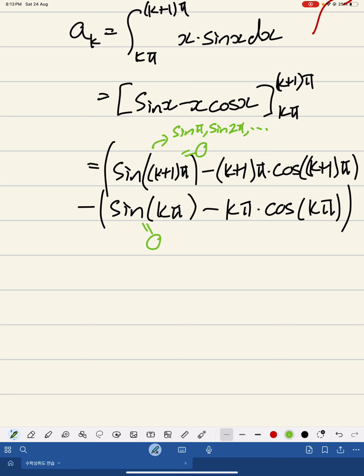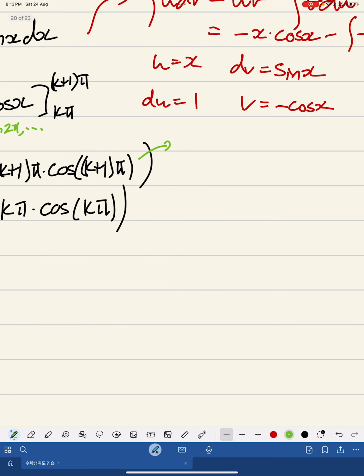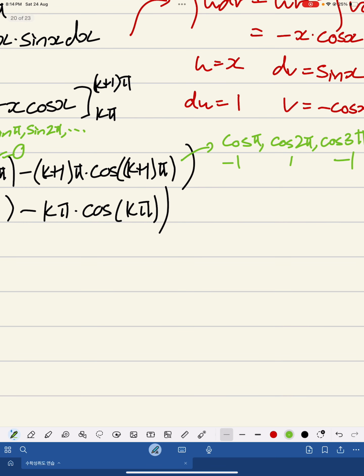So we can simplify this as zeros and zeros. And here we know that cosine of (k+1)π, when k is 1, will be cosine of 2π. Cosine of (k+1)π goes cosine 2π, cosine 3π, cosine 4π, so it starts as 1, then becomes -1, and then 1, and so forth, depending on k. For cosine of kπ, it would be cosine π, cosine 2π, and cosine 3π, so it goes -1, 1, -1, and so on and so forth.